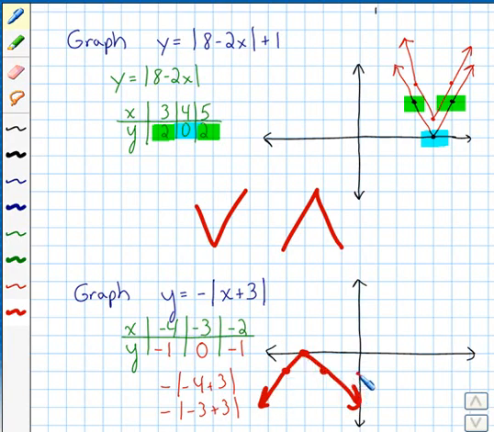All right, so there's your basics dealing with absolute value and how to graph them. You're all set. Give it a go.